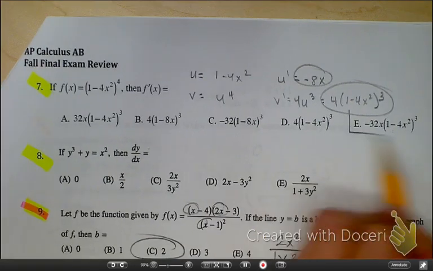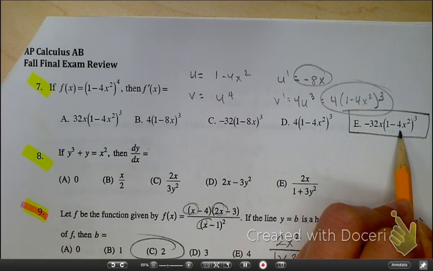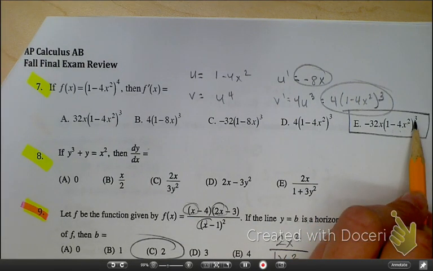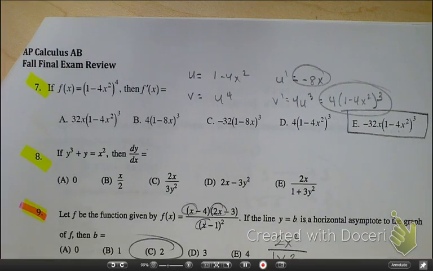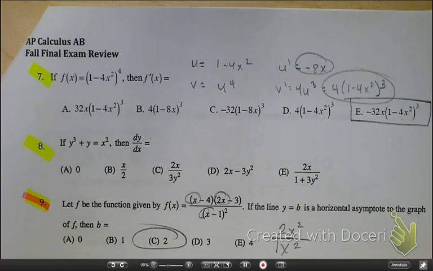So answer choice E. I think on your guys' worksheet that got printed out, that power of 3 got cut off. So it should have been there, though. Answer choice E is correct.